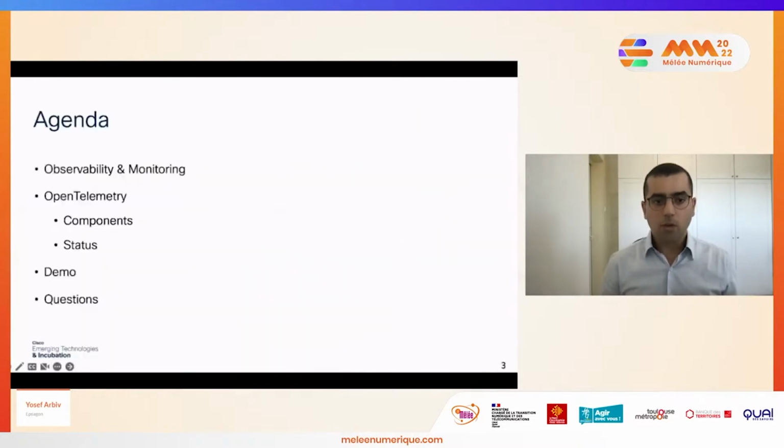So today we are going to do a quick overview on observability and monitoring in general. We're going to talk about what exactly is OpenTelemetry, what it provides, how you can use it to help you monitor and troubleshoot your applications, and the current status of this project. And I'm going to show you the community demo of OpenTelemetry.